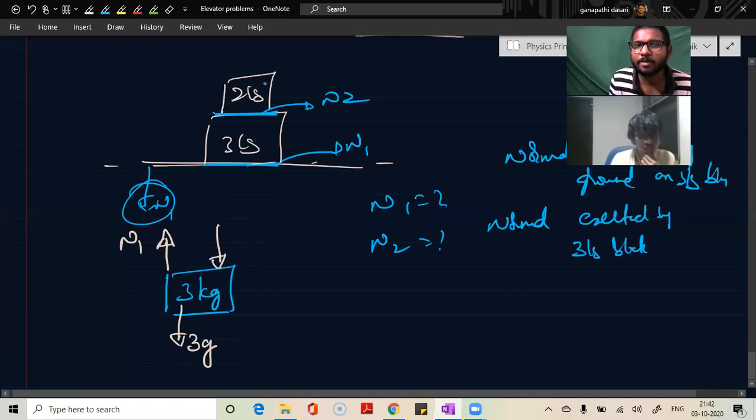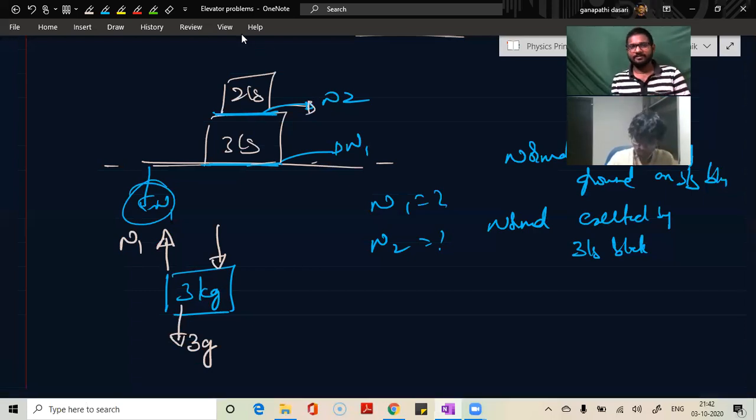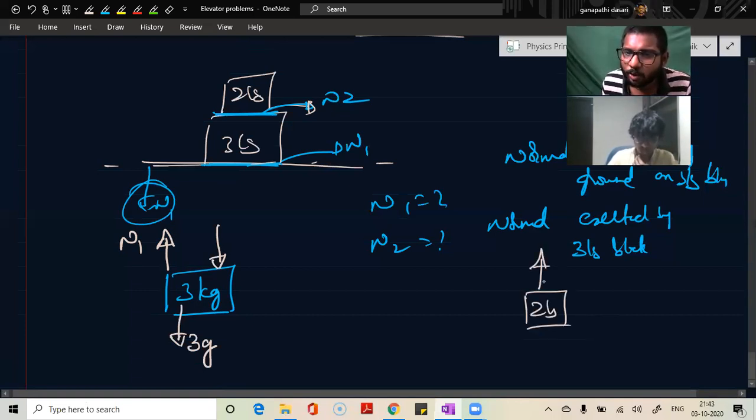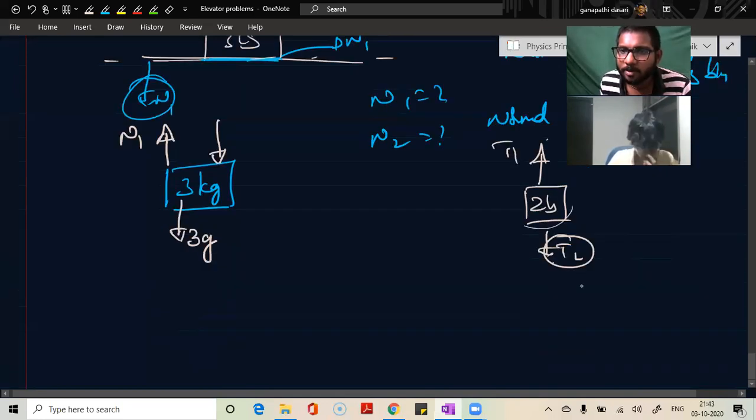Why? Because this 2 kg block, this N2 will push 3 kg down and it will push 2 kg up. Like tension, what did it do? T1 is pulling this 2 kg block upwards, and T2 is also pulling this downwards. Like how you saw this, suppose 1 kg block is there. This T2 is pulling this 1 kg upwards, isn't it? Cut and pull method.